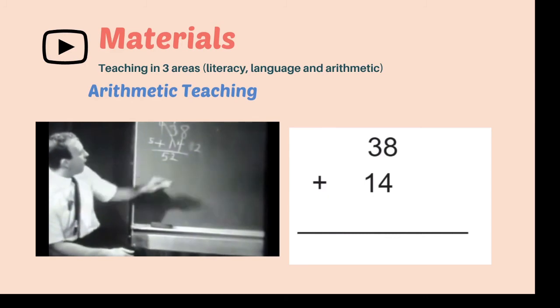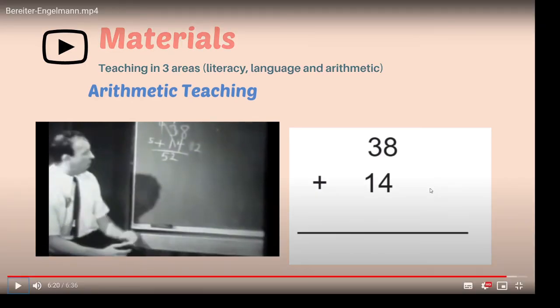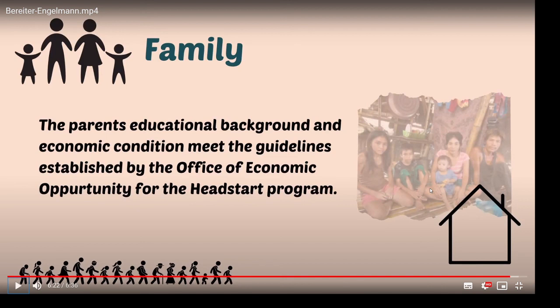Okay, so here, Engelmann pays careful attention to the language he uses. So there are no tricks, no shortcuts, and no mathematical imprecisions. For example, in working through this example, 38 plus 14, he is careful to refer to each digit by its place value meaning. So instead of saying 3 plus 1, he says 30 plus 10. Right? 14.